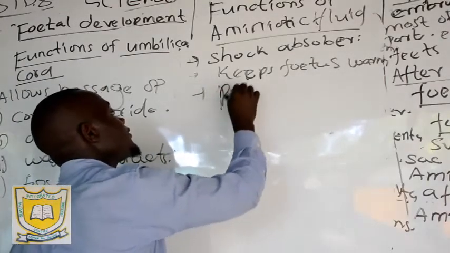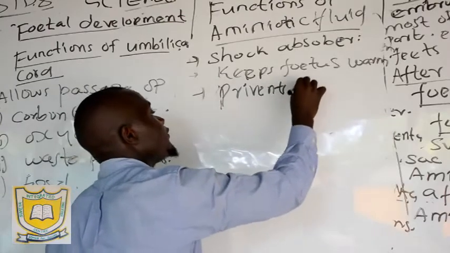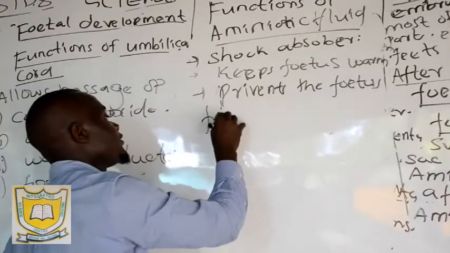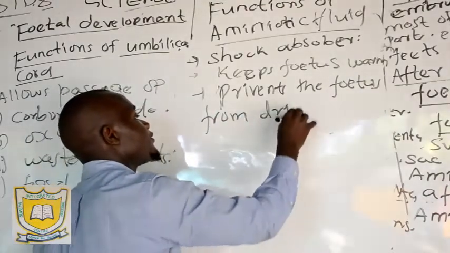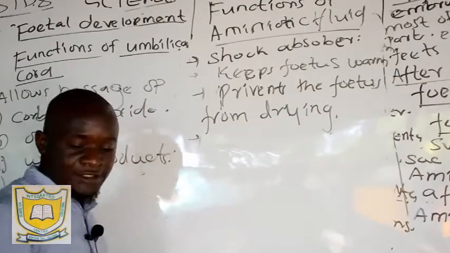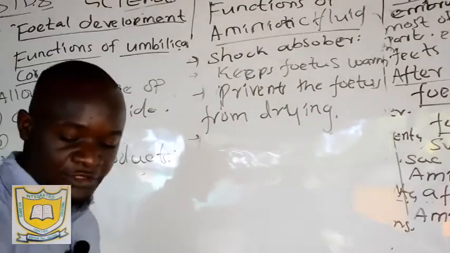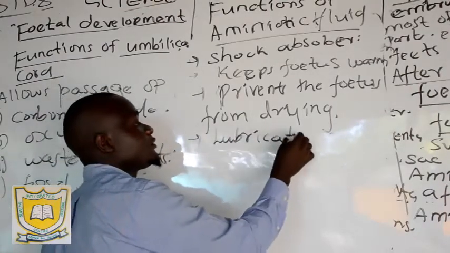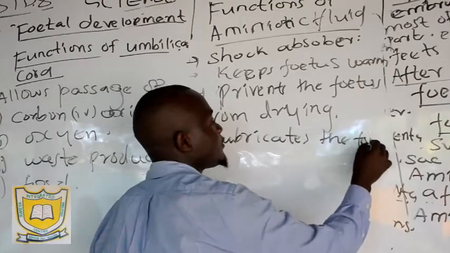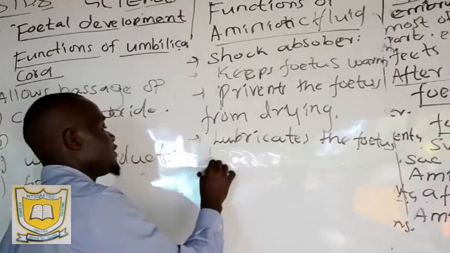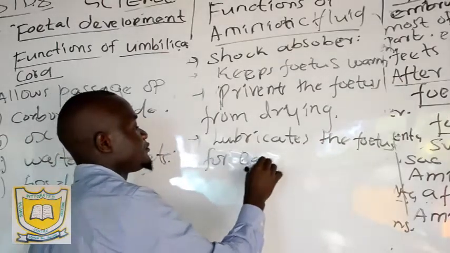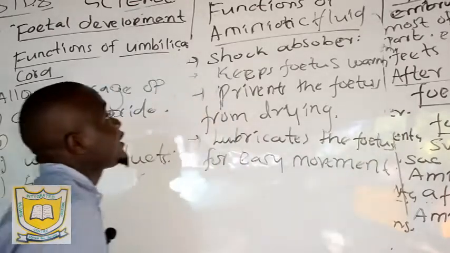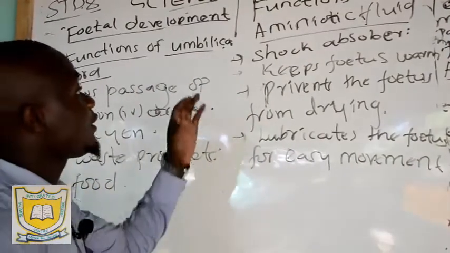Then number three, it prevents the fetus from drying. Then lastly, the last function is to lubricate the fetus for easier movement. Now those are the main functions of the amniotic fluid.